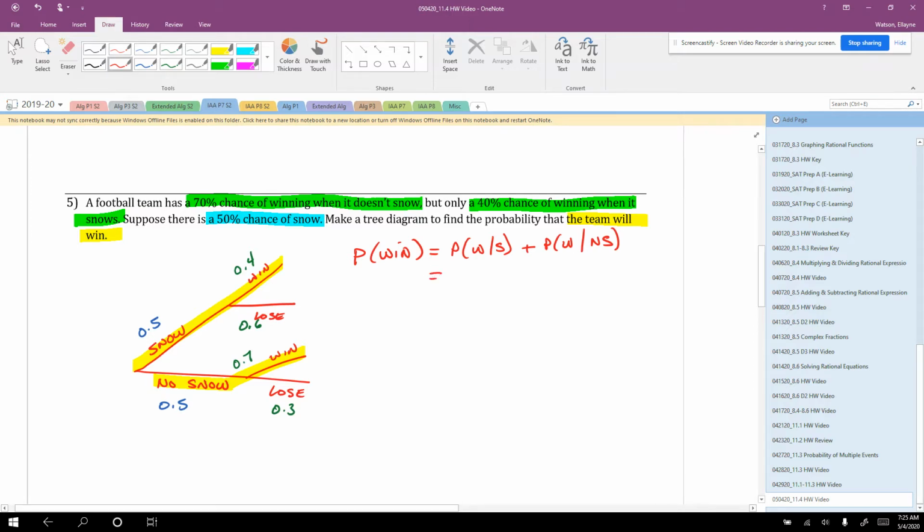So fill these in. All right, winning given it snows is going to be 0.5 times 0.4. And then winning and not snowing is going to be 0.5 times 0.7. And work this out. You're going to get 0.2 plus 0.35. So you get 0.55 or 55%.